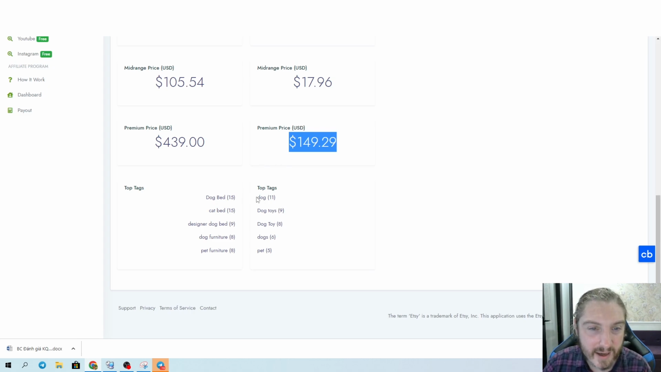And again, we have tags at the bottom. Now we can see that the tags for the bed are almost long tail. They're very close. Dog bed, cat bed, designer dog bed, dog furniture, and pet furniture. So these are all really close to that product. And then as we can see with the toys, people have just put in dog. So a lot more open on what the tags are. This could almost be a tag for the dog's bed as well.